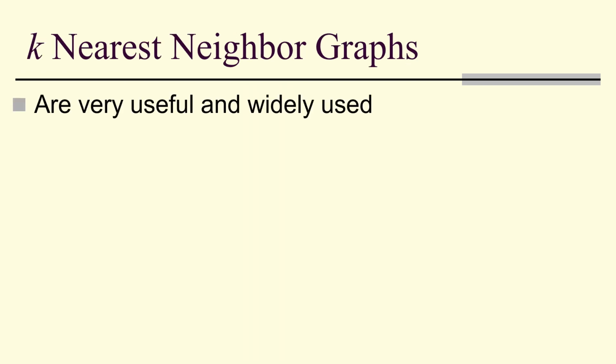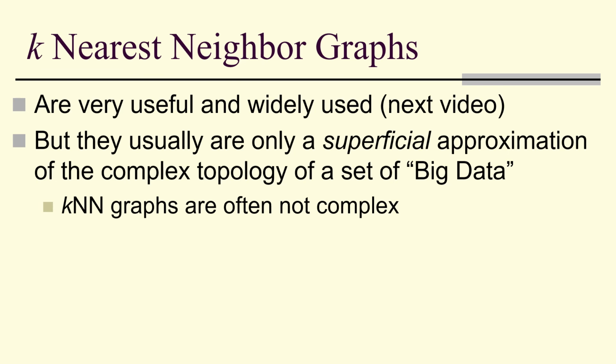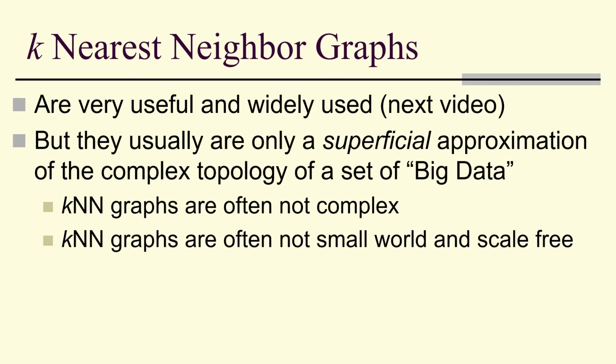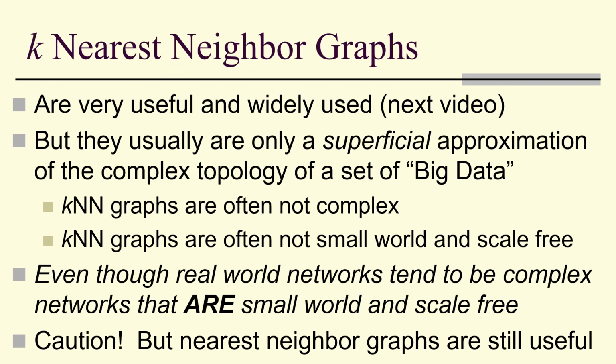So k-nearest neighbor graphs are very useful and they're very widely used. They usually, however, are only a superficial approximation of the complex topology of a set of big data. They often are not complex themselves. They often are not small world and not scale free. But real world networks tend to be complex networks that are small world and are scale free. So when we're using KNN graphs, we have to remember that they are not real world in general. Got to be careful. And yet, nearest neighbor graphs are still very useful.